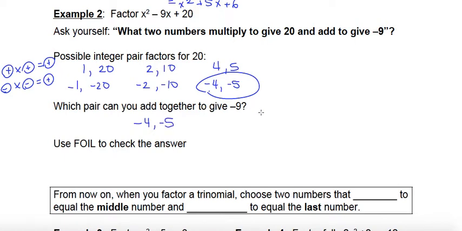So now I can say that x squared minus 9x plus 20 is the same as writing x take away 4 in one bracket and x take away 5 in another bracket. So this is my solution. And then how do I check? I can check by using FOIL.